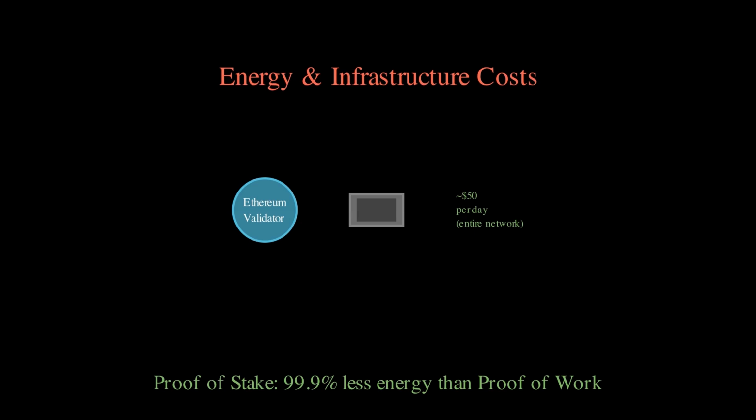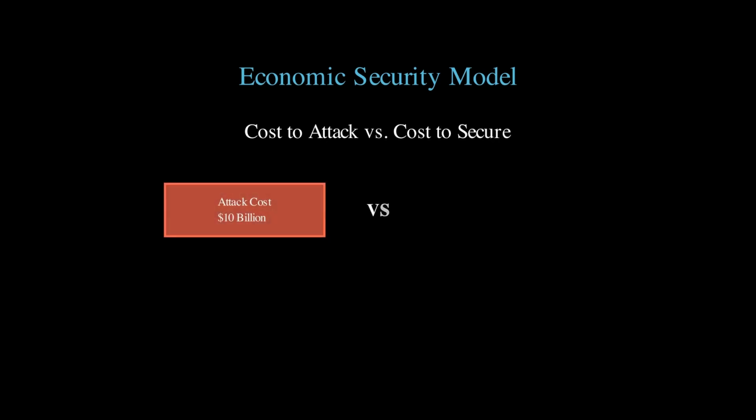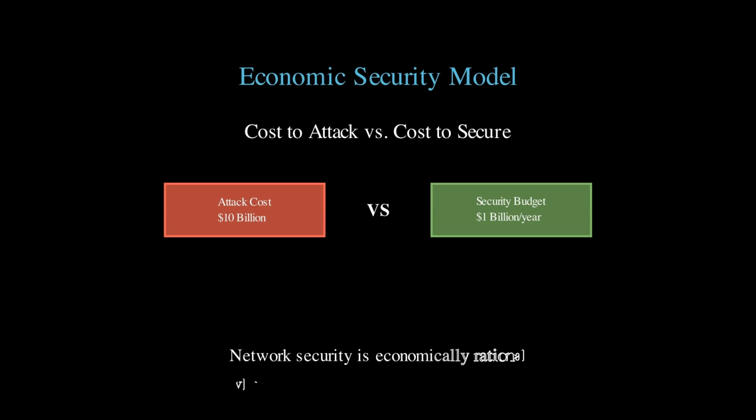But here's the deeper insight about economic security. It's all about making attacks economically irrational. Cost to attack Bitcoin is over $10 billion, and annual security budget is around $1 billion. So, as long as the cost to attack exceeds any possible profit, the system remains secure through pure economics. Attackers aren't just fighting cryptography, they are fighting mathematics, economics, and the collective economic interest of thousands of participants worldwide.